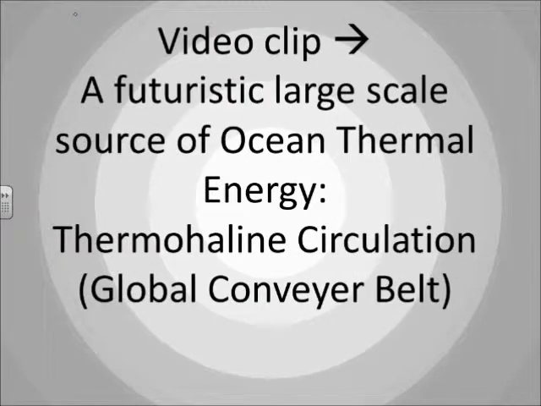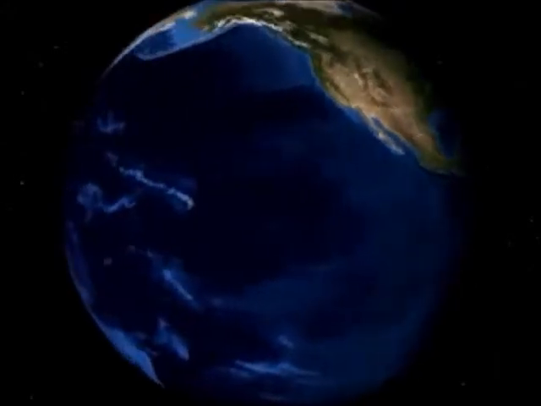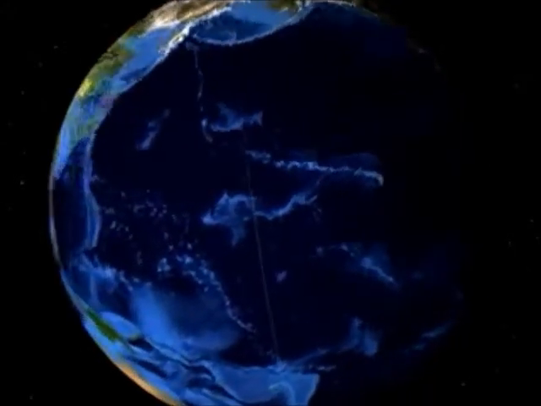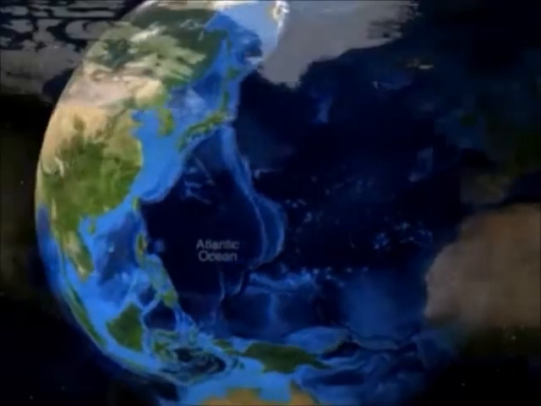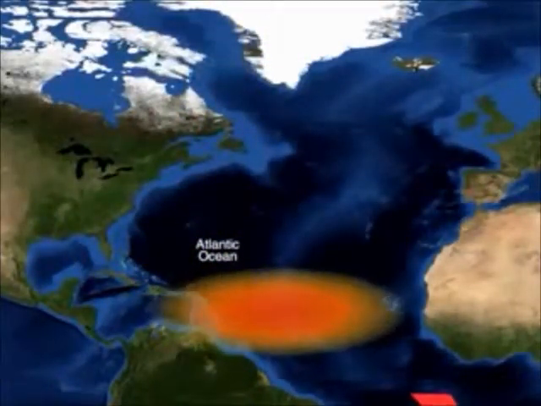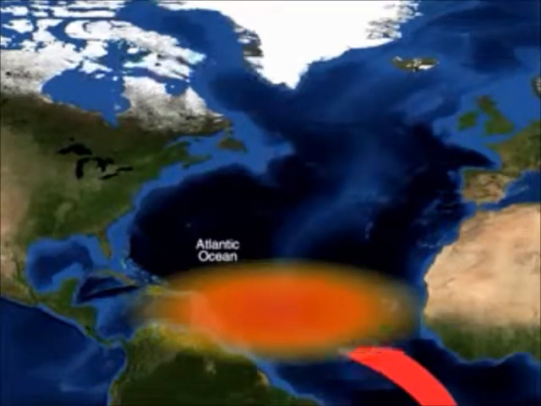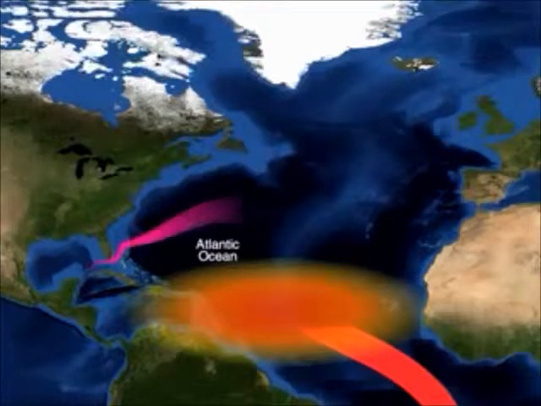Now, the next slide shows a video clip about a futuristic large-scale source of ocean thermal energy. In technical terms, it's called thermohaline circulation or global conveyor belt circulation, a virtual conveyor belt of water driven by temperature, wind, and the Earth's rotation. Surface water at the equator is heated by the tropical sun. Trade winds created by the same heating effect push this surface water from the Gulf of Mexico towards northern Europe, also known as the Gulf Stream.